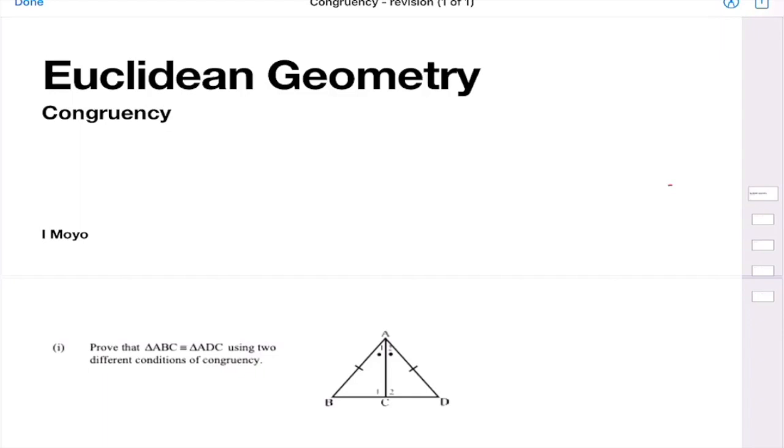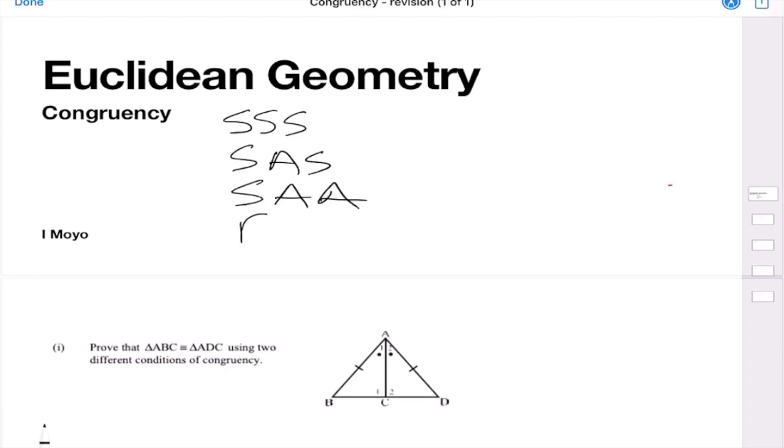Just a quick revision of your grade 10 geometry, especially the issue of congruency. Remember the 4 conditions or the 4 cases for congruency: SSS, SAS, SAA, and RHS.